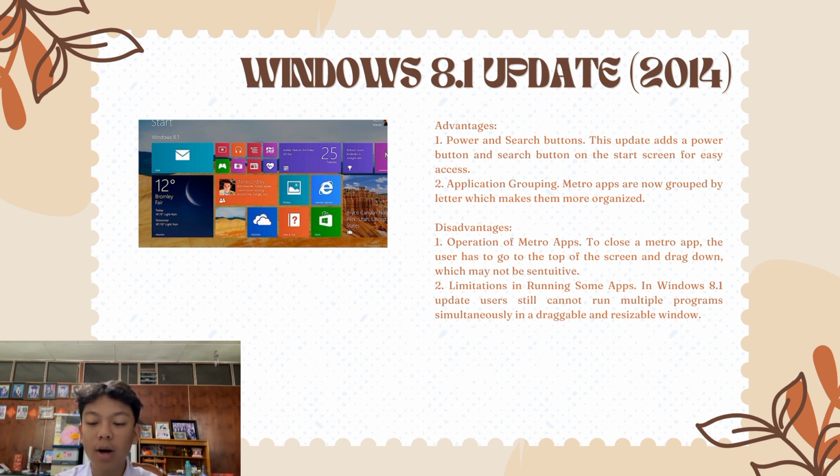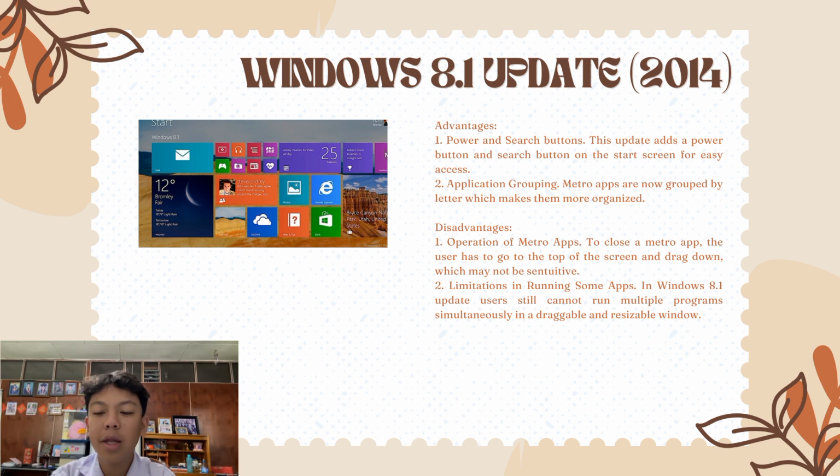2. Feature removal. Some Windows 8 features such as the desktop gadget remain removed in Windows 8.1, which might reduce functionality for some users. Windows 8.1 Update in 2014. Advantages: 1. Power and search buttons. This update adds a power button and a search button on the start screen for easy access.